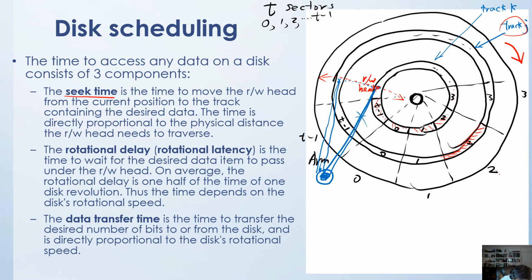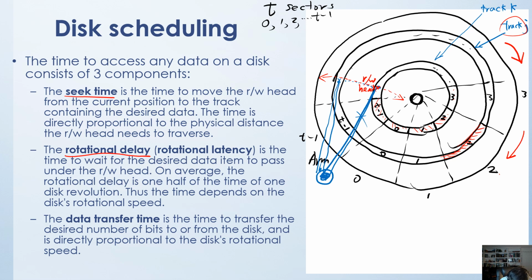Now, that's not enough, because it just moves the arm to track J, but the data you want to read is on sector 2, and sector 2 is not on this side. So you have to rotate the disk as well, so you can rotate sector 2 to the position where the read and write header can read the data in track J sector 2. So the access time depends on seek time and also the rotational delay, also called rotational latency. The rotational delay is the time to wait for the desired data item to pass under the read and write header. On average, the rotational delay is 1/2 of the time of one disk revolution.